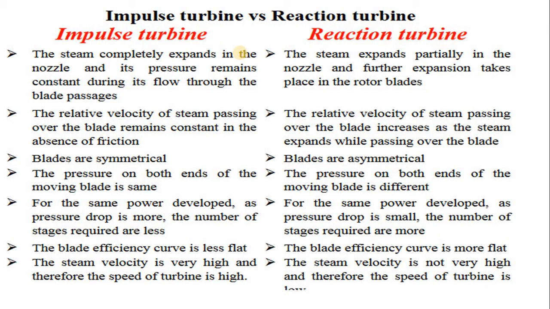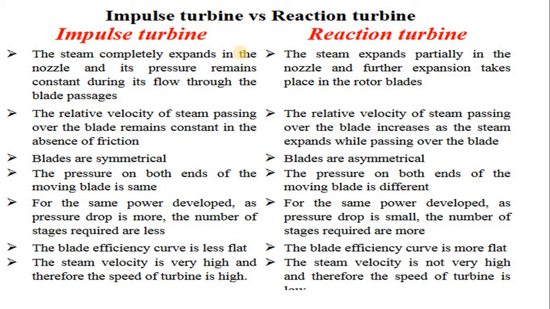Second one, the relative velocity of the steam passing over the blade remains constant in absence of friction, but in the reaction turbine, the relative velocity of the steam passing over the blade increases as the steam expands while passing over the blade. Third one is, blades are symmetrical in shape, but in the reaction turbine, the blades are asymmetrical. They are some kind of aerofoils.